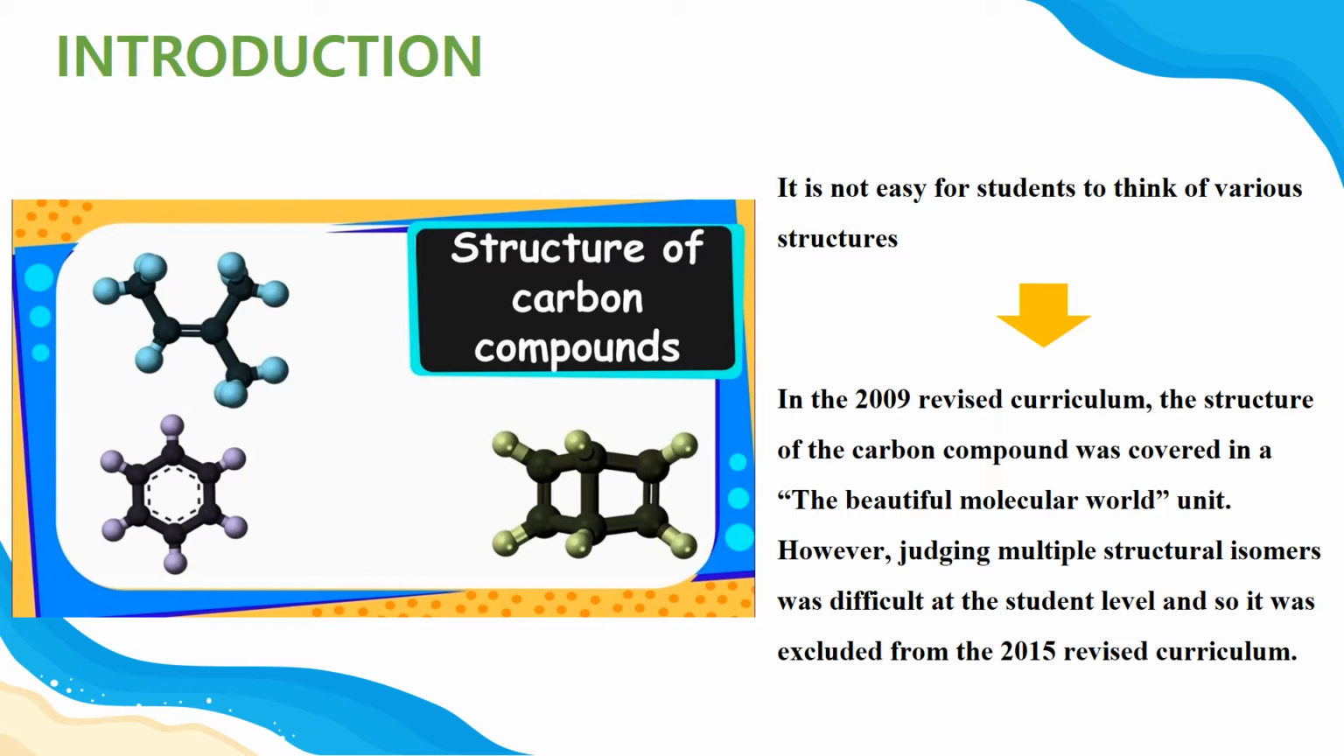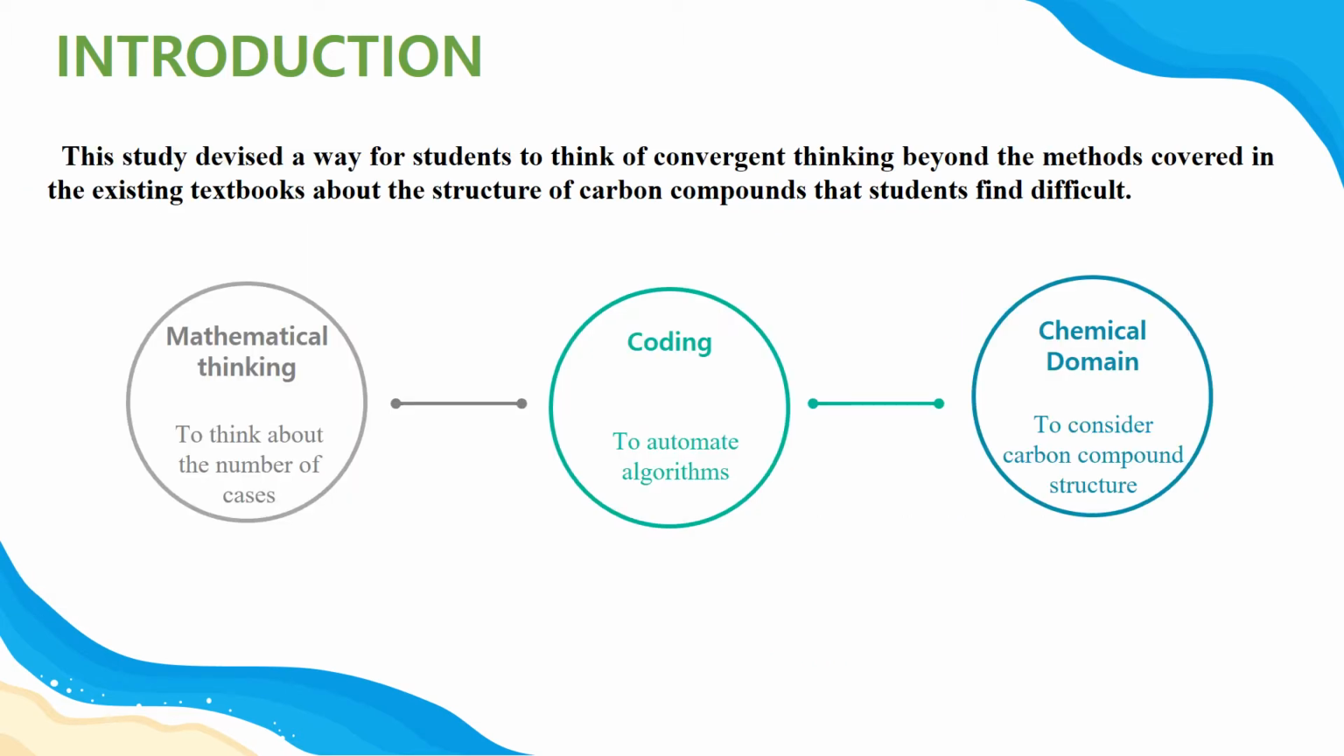Most of the areas excluded when the curriculum is revised are attributable to the student cognitive level. However, it is not checked whether the area is actually provided in a textbook in a way that students can understand. This study devised a way for students to use convergent thinking beyond the method covered in the existing textbook about the structure of carbon compounds that students found difficult.